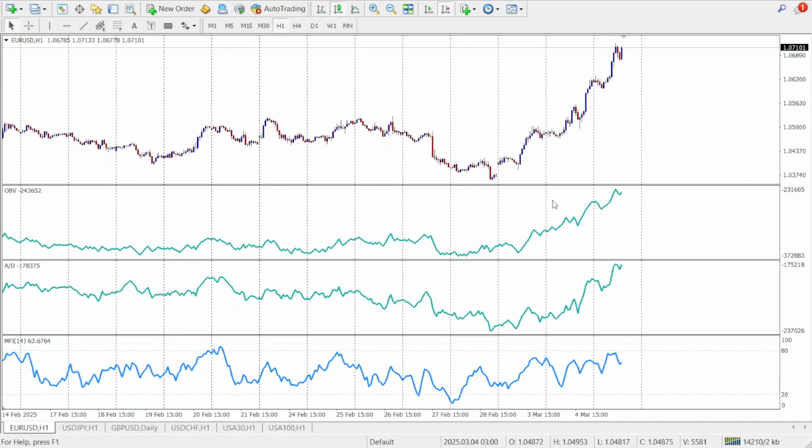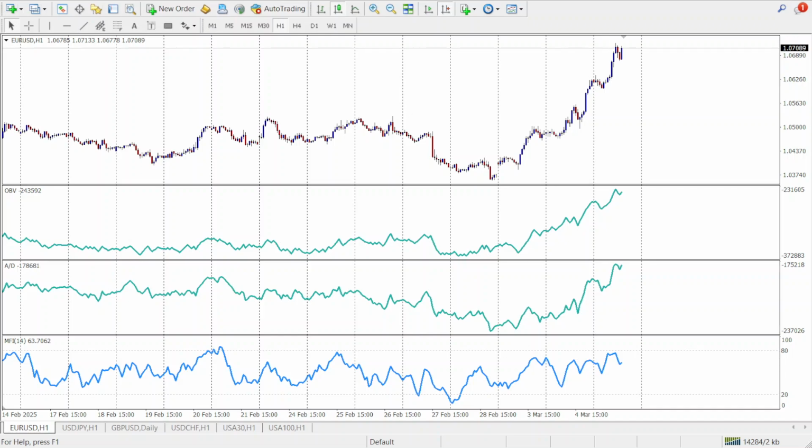So when do you use OBV? You use OBV when you want to confirm the trend or potential price reversal. It's particularly useful for spotting divergence between the price and volume. If the price is making new highs, but the OBV is flat or declining, this could be a sign that the trend is losing steam. The same applies in reverse for downtrends.